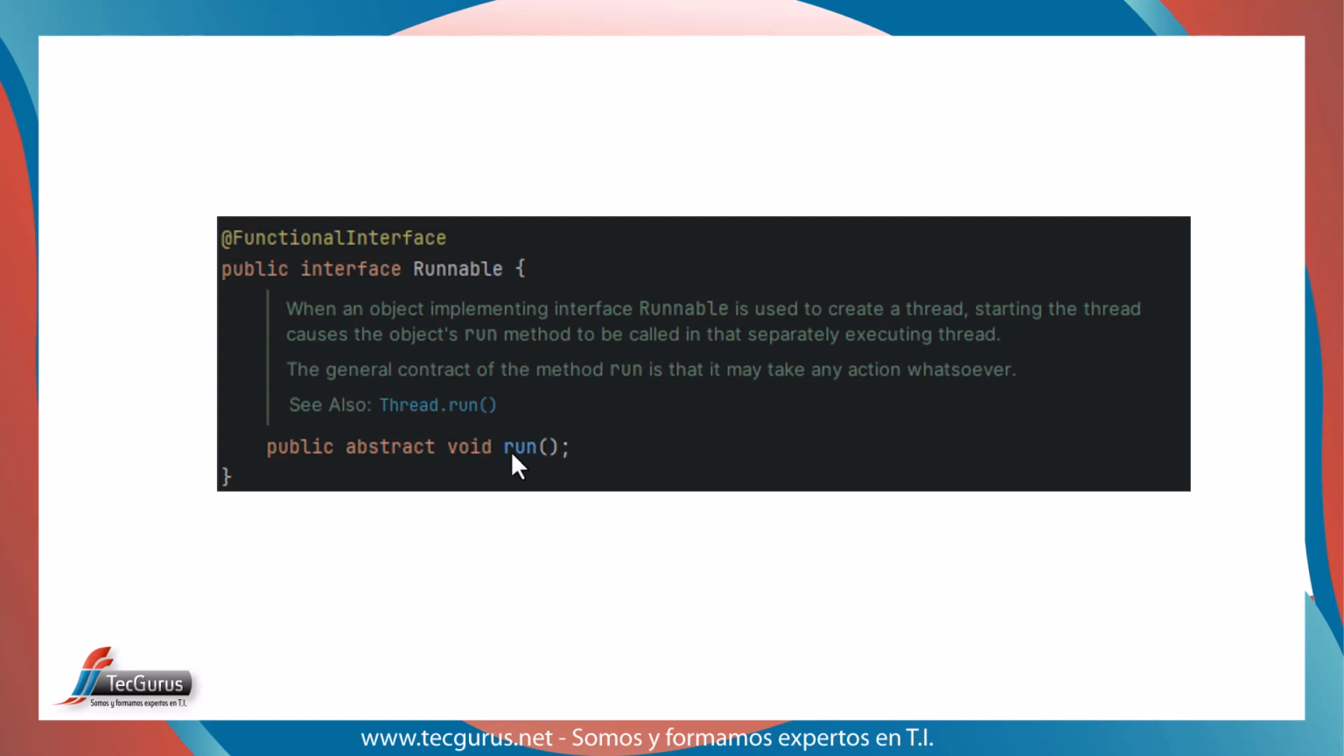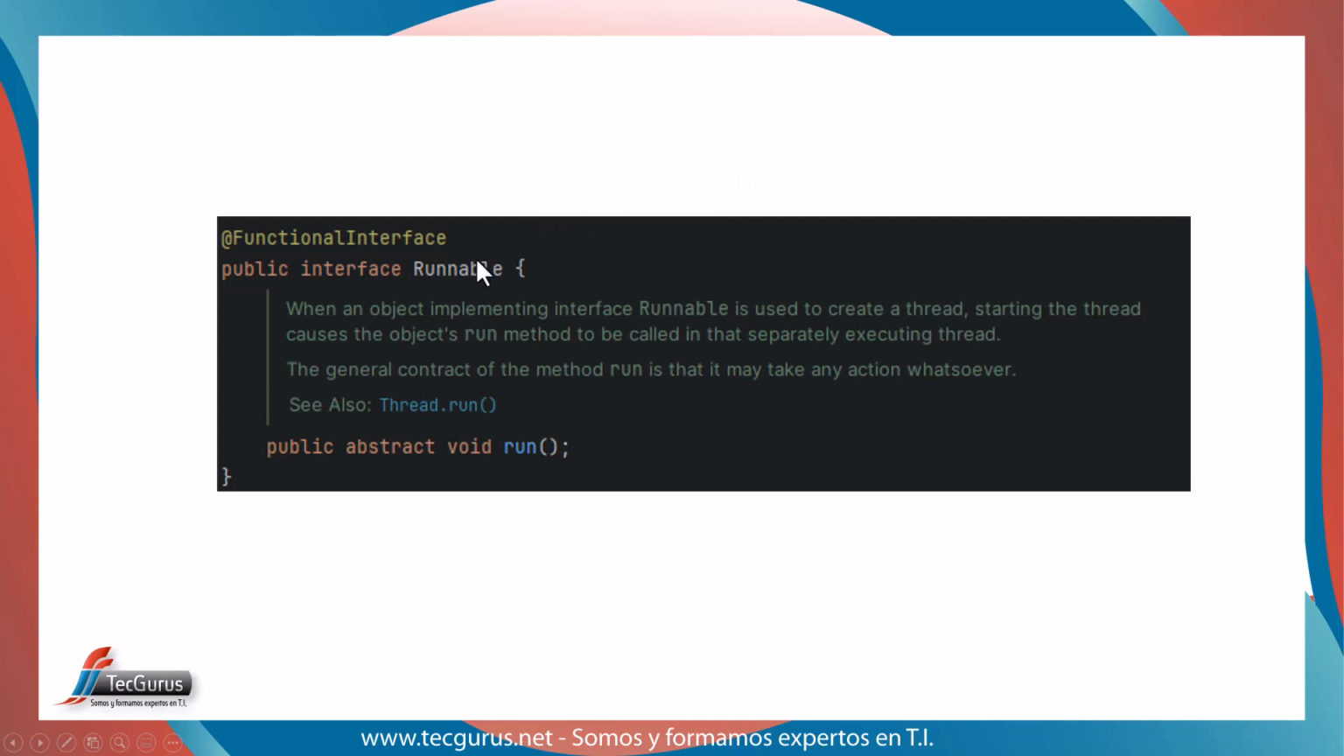Starting from Java 8, this interface became a functional interface simply because it has only one abstract method. This means that when it becomes a functional interface, I can use it within a lambda expression. It is an essential requirement for it to function as a lambda expression.